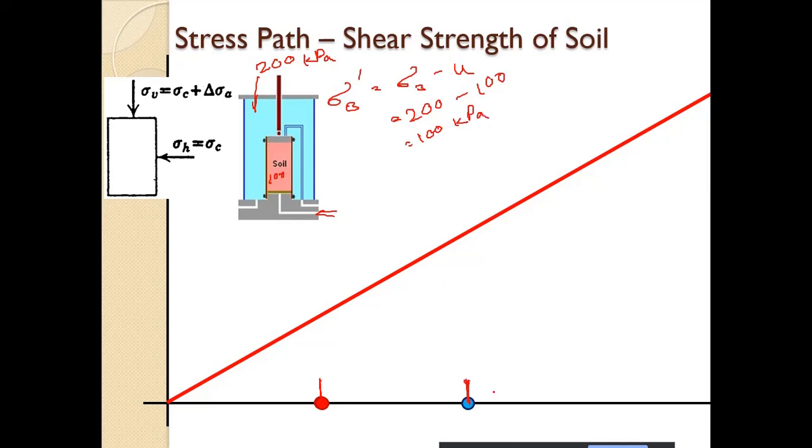So this is sigma 3 equal to 200 kPa, and this is pore water pressure equal to 100 kPa. So sigma 3 minus pore water pressure, we arrive at the effective stress, sigma 3 dash, which is equal to 100 kPa.